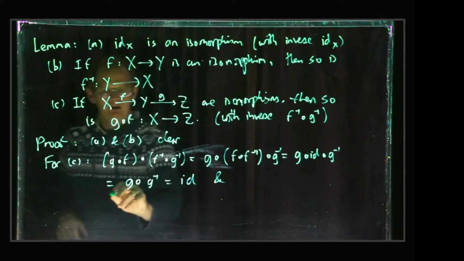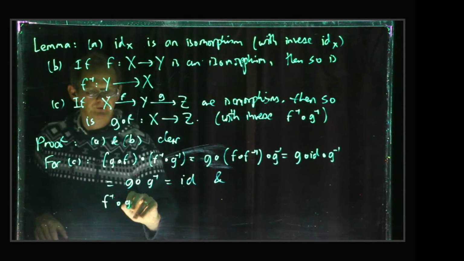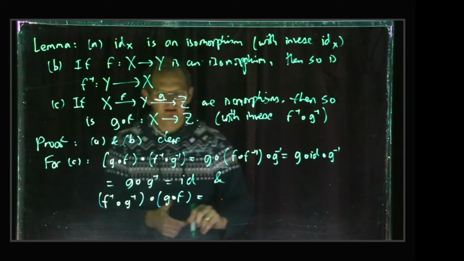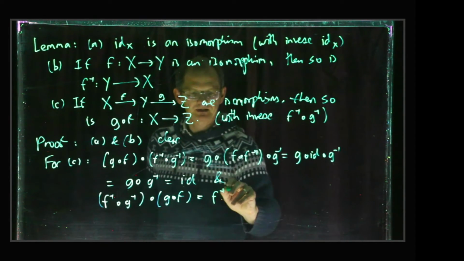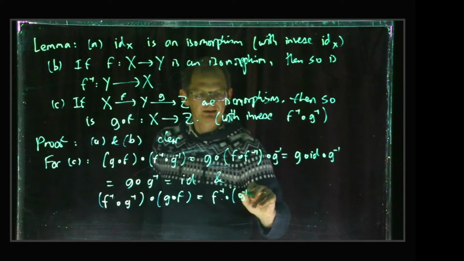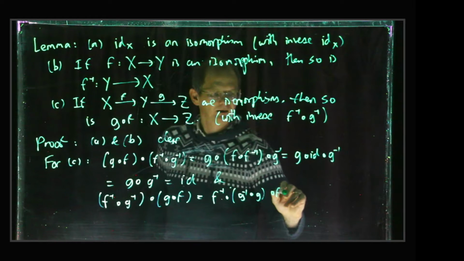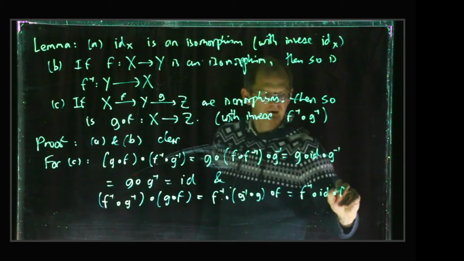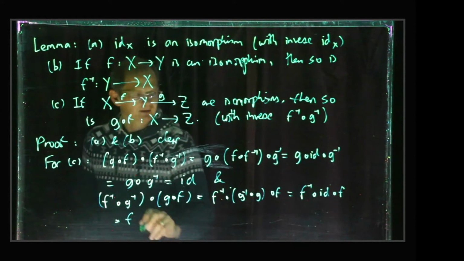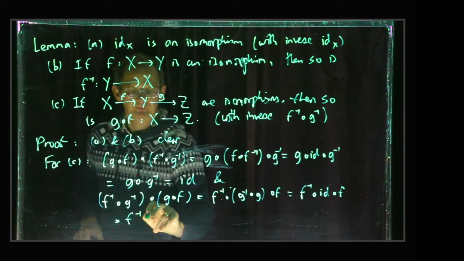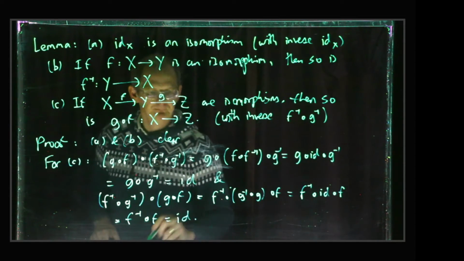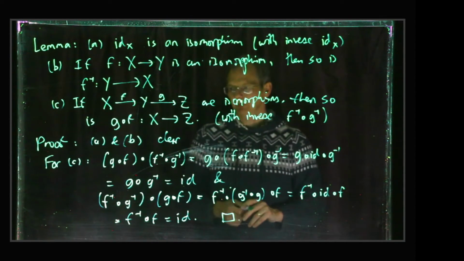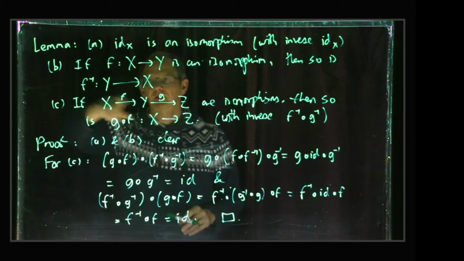And similarly, we do composition the other way around. By associativity, we collect the G inverse with the G together there. That's F inverse composed with the identity composed with F, and then composing with the identity doesn't do anything, so that's F inverse composed with F, which is the identity. Okay, so that proves that we've got an inverse for G composed with F. So that proves this lemma here.